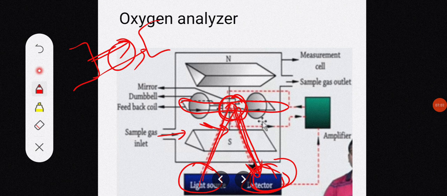So what is happening is, the oxygen is trying to move the dumbbell aside, and by introducing the opposing current through this feedback coil, I am trying to restore the dumbbell to its normal position. The current that is required to maintain the dumbbell in its normal position is directly proportional to the partial pressure of oxygen.